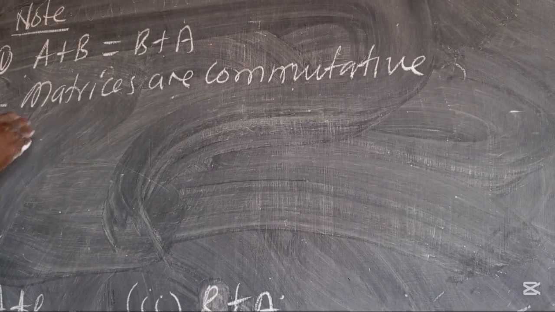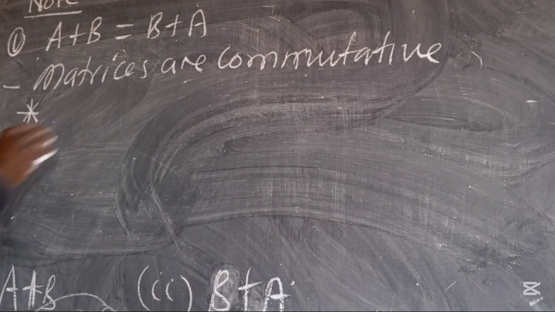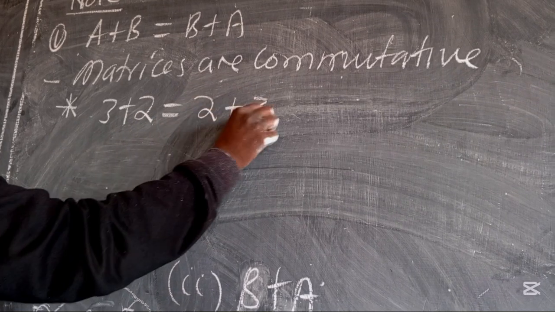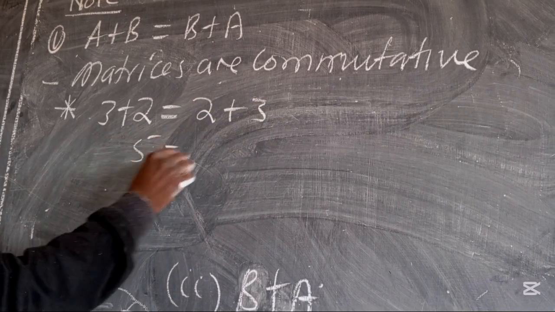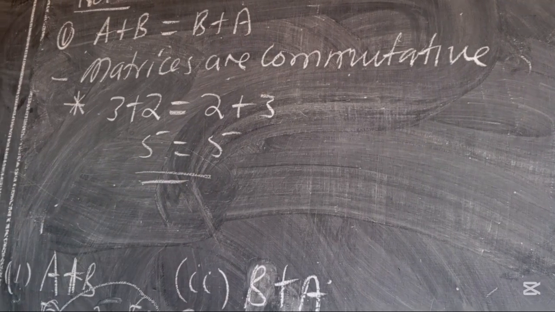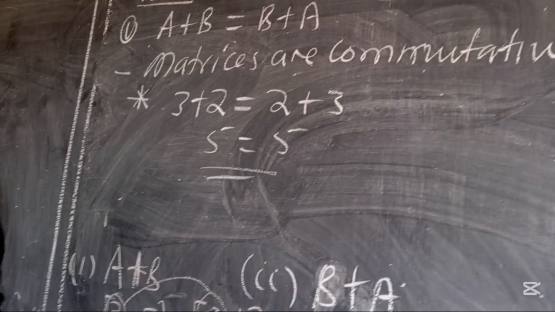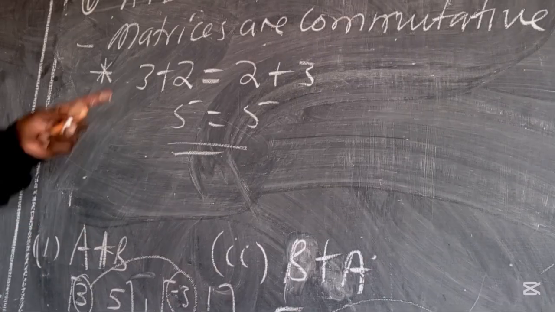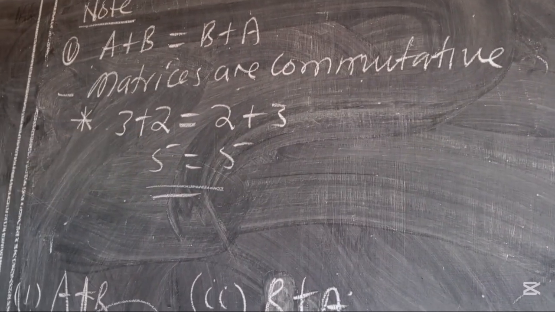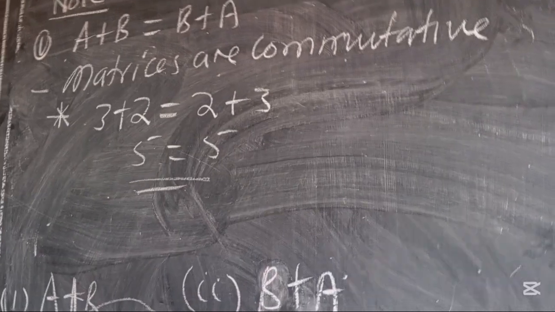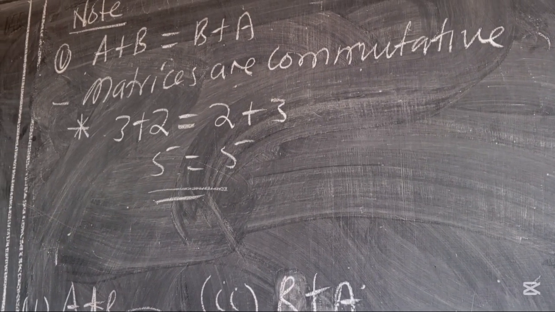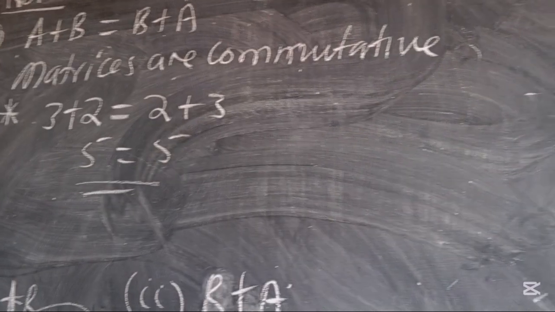For example, I'll put asterisk. For example, 3 plus 2, is it the same as 2 plus 3? If the answer is 5 here, even the other side is 5. For real numbers, addition is interchangeable. Equally, when it comes to matrices, you can interchange matrices and you get the same answer when you are doing addition. Thank you so much. Allow me to move forward.